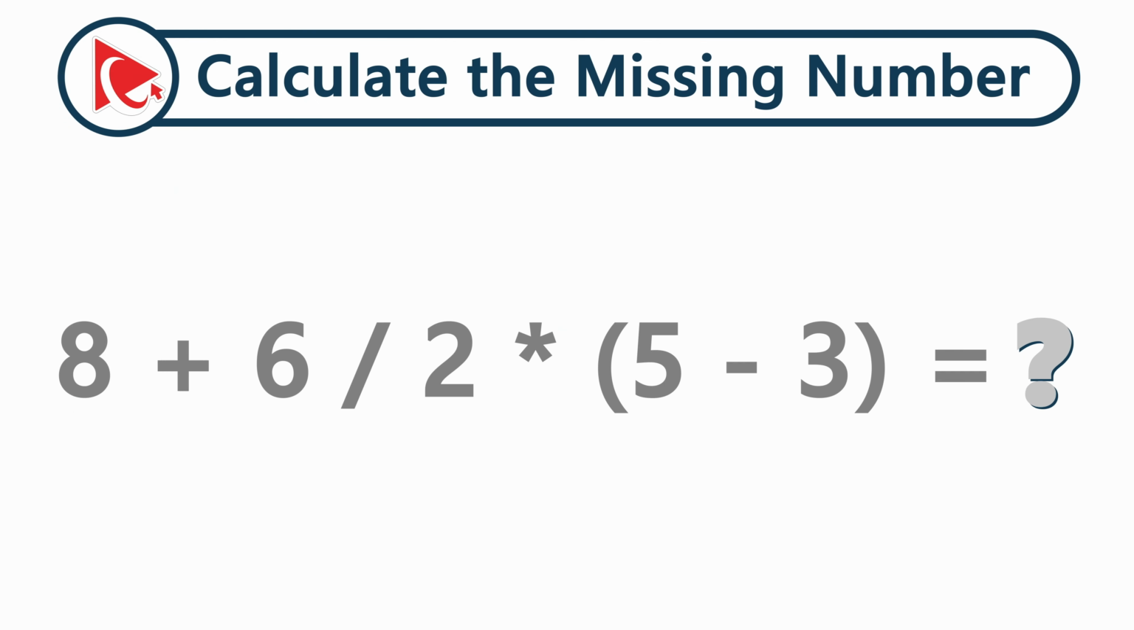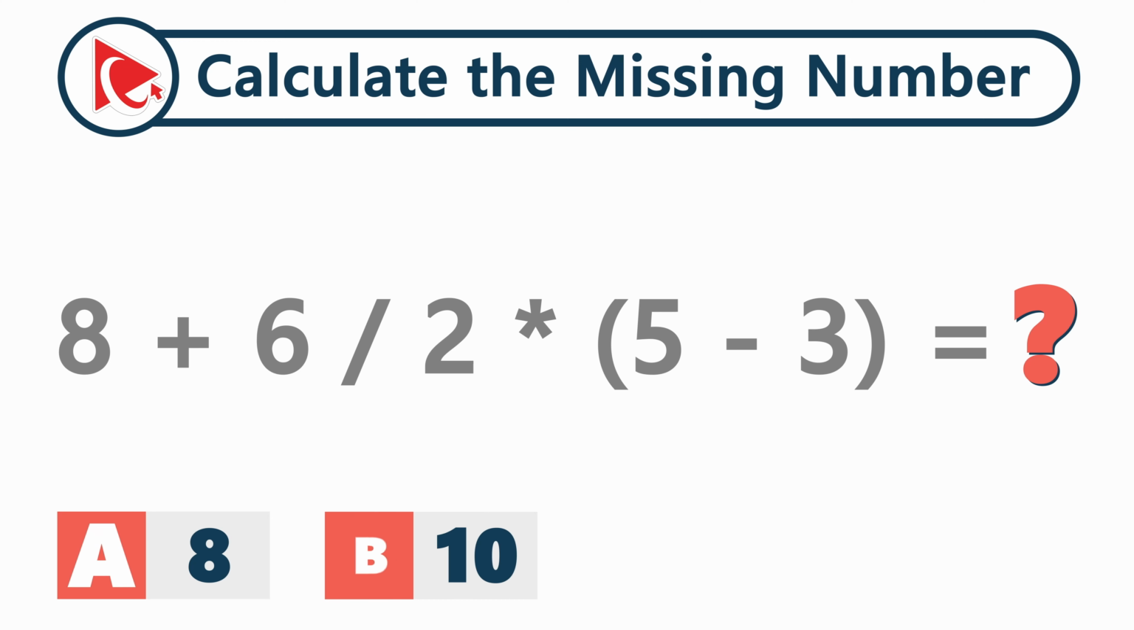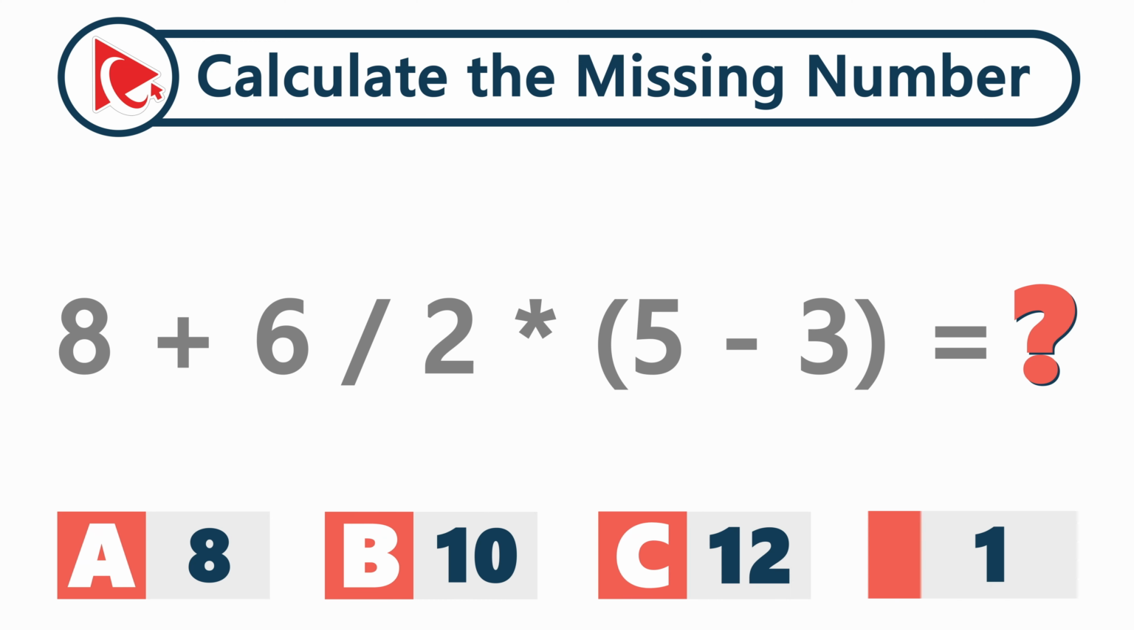In this question, you're presented with the expression 8 plus 6 divided by 2 multiplied by 5 minus 3 in parentheses equals the number you need to calculate and select out of 4 possible choices. Choice A, 8, choice B, 10, choice C, 12, and choice D, 14.